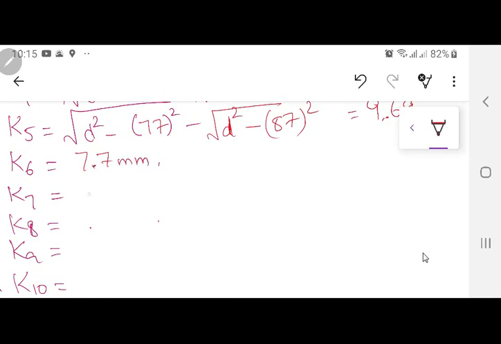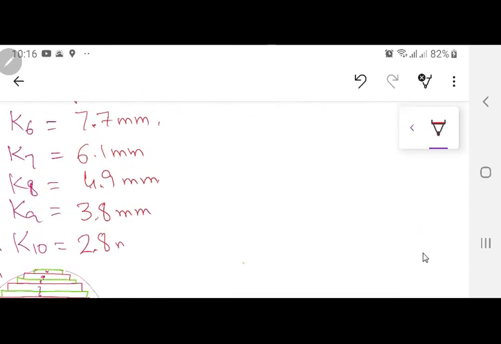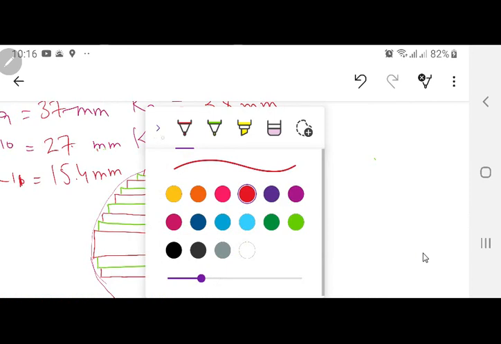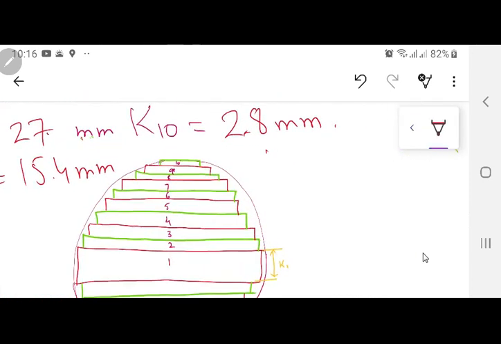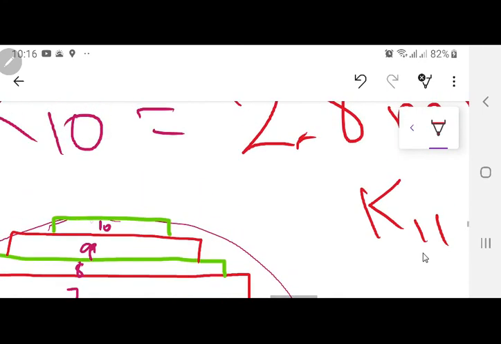7.7 mm. The next, K6 is 7.7, I have to tell K7: 6.1 mm, 4.9 mm, 3.8 mm, 2.8 mm. Okay, so just for the diagram, sorry, K11 is also there, yes, 2.1. And since I missed it, there will be an 11th here.